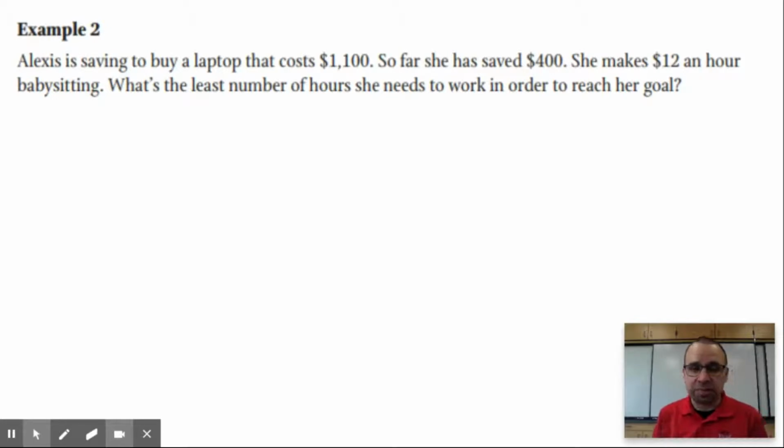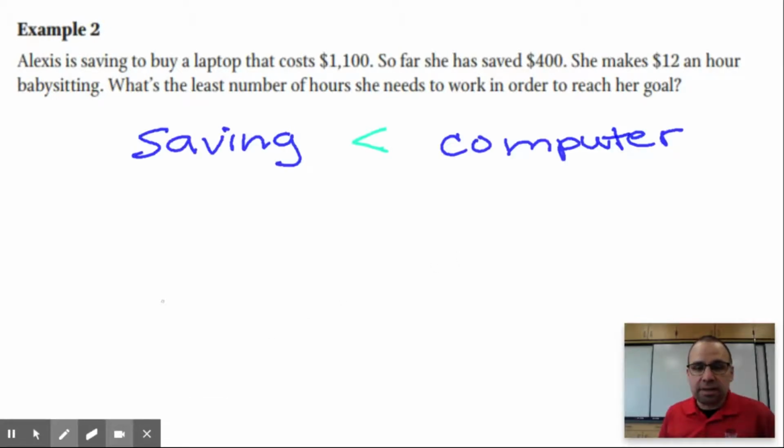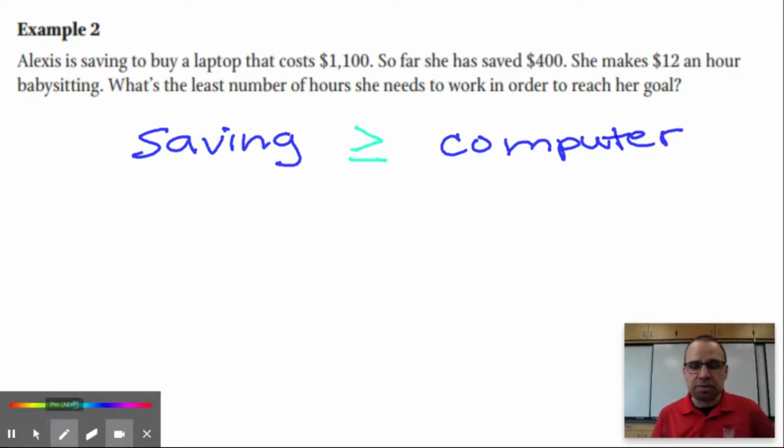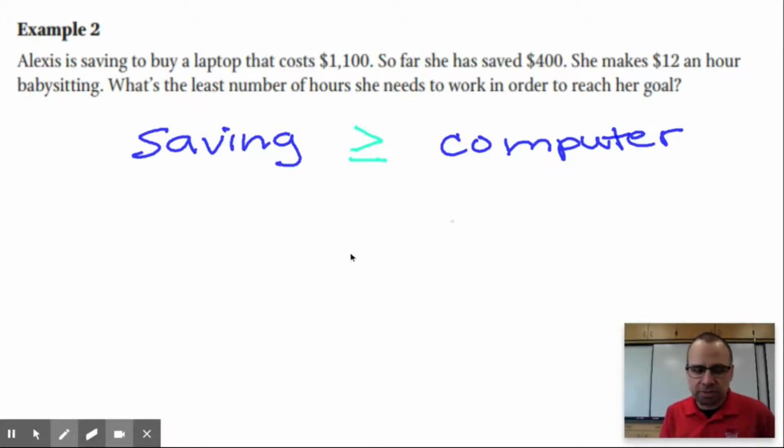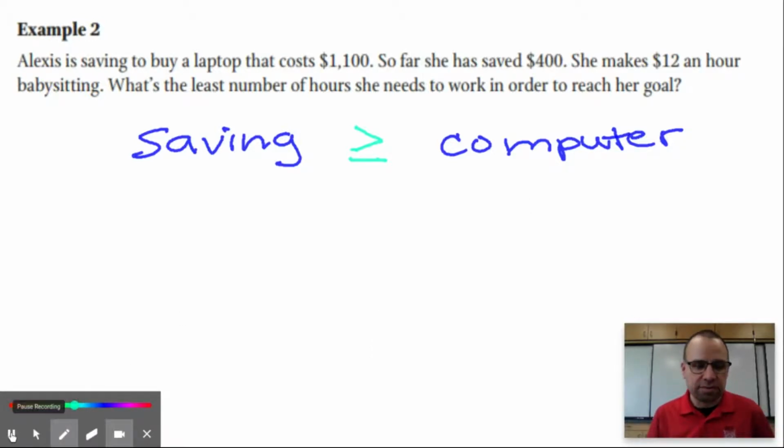Let's start with the big picture stuff. If however much she is saving is less than the computer, can she buy it? No, she can't buy it. It needs to be greater than or equal to the amount of the computer. So this is actually incorrect. Let's erase that. The money we're saving needs to be greater than or equal to the computer. So there's your big picture statement. Sometimes it's helpful just to start with the big picture first.